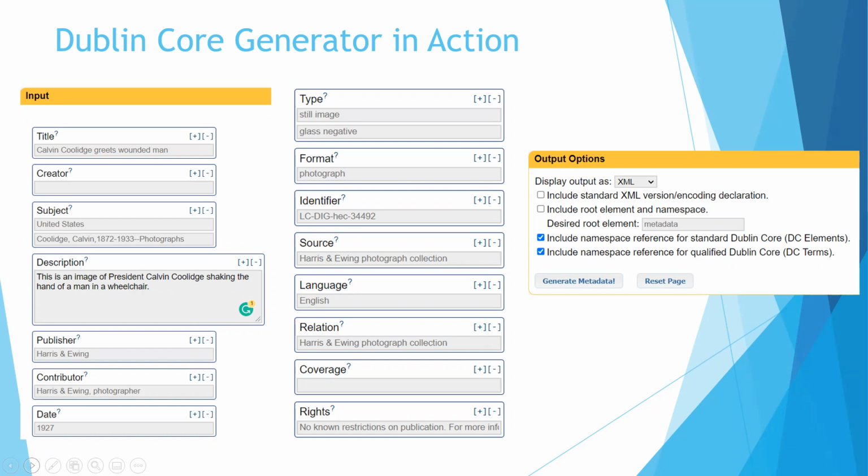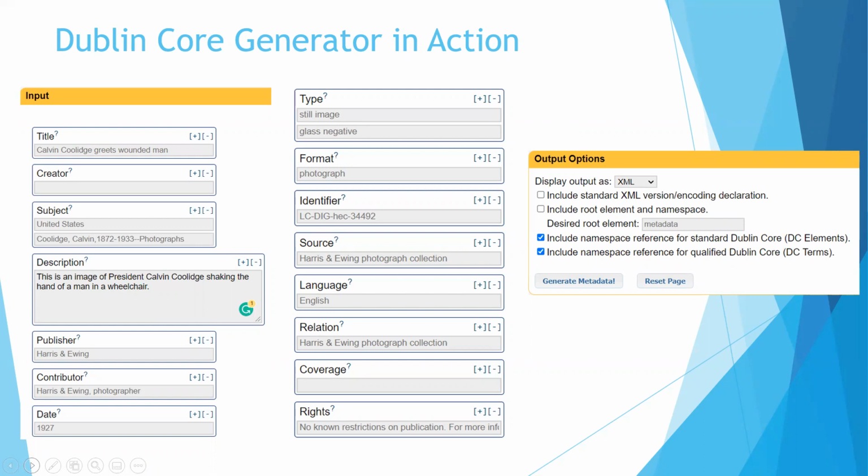The description is, this is an image of President Calvin Coolidge shaking the hand of a man in a wheelchair. The publisher is Harrison Ewing, and the contributor is also Harrison Ewing, photographer. The date is 1927. The type is still image and glass negative, so you can add or subtract, depending on how many types. Really in all these elements, you can add and subtract. And then the format is photograph.